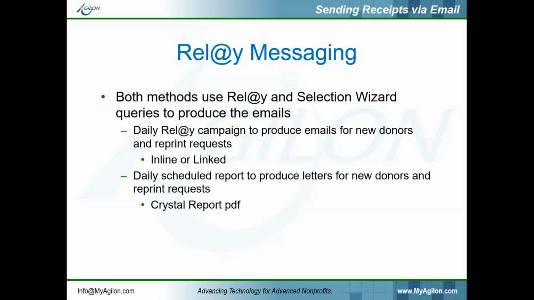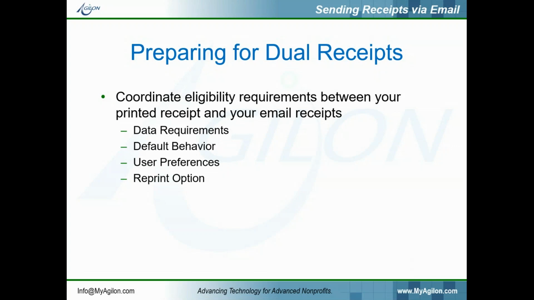So one of the things that we need to make sure we're taking into consideration when we're building any process for sending out email receipts is that the letter process and the email process are working together. We might really want to send email receipts out to all of our donors, but a lot of institutions do not have email addresses for everybody. So having those two processes running in tandem is really important.